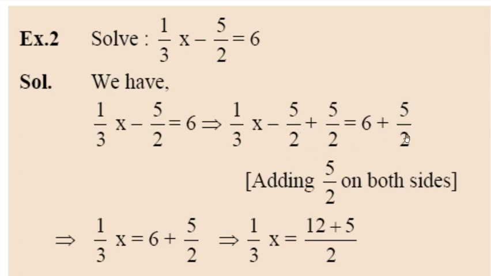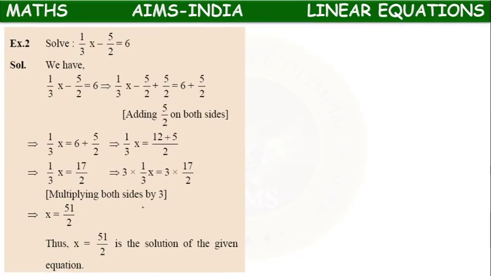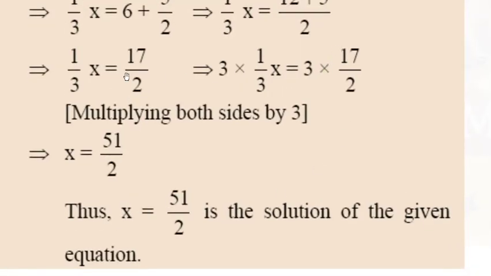Left hand side, right hand side. Adding 5 by 2 on both sides. Now 5 by 2 cancels. 1 by 3x remaining on left hand side. Right hand side, 6 plus 5 by 2. Means 2 6 times 12. 12 plus 5 by 2 means what we can write? 17 by 2. Now 1 by 3x equal to 17 by 2 we got.